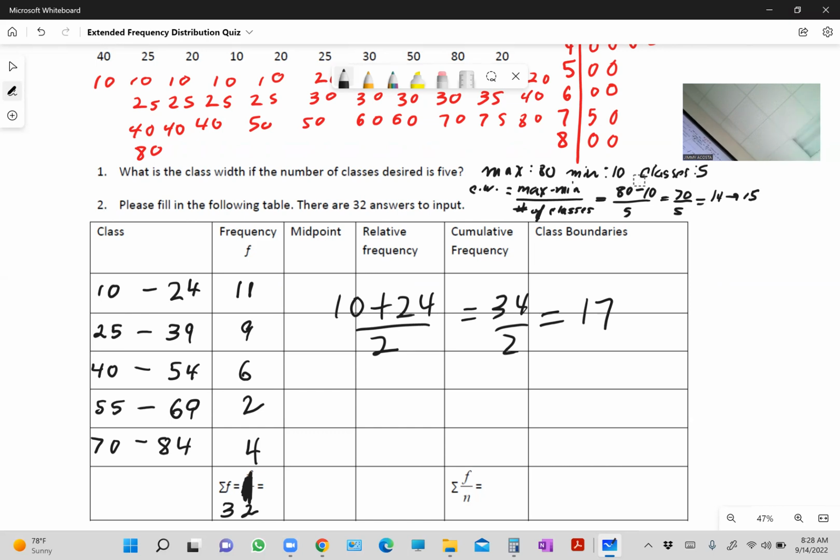So I'm going to go ahead and erase that because it's all over this here. Well, that's how we get our midpoint. And our midpoint is something that we could use to represent our class when we make graphs.